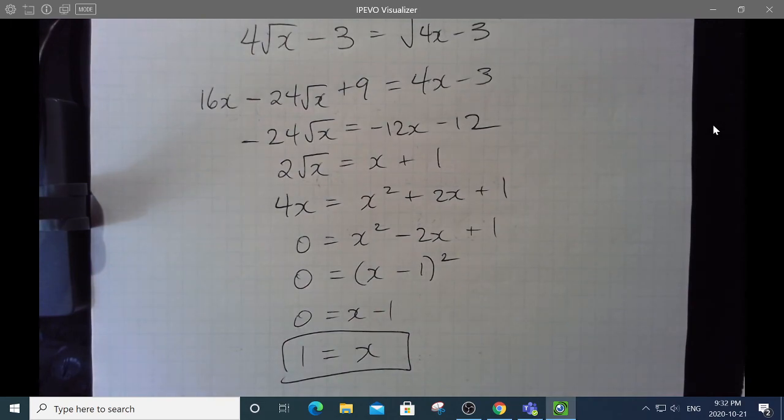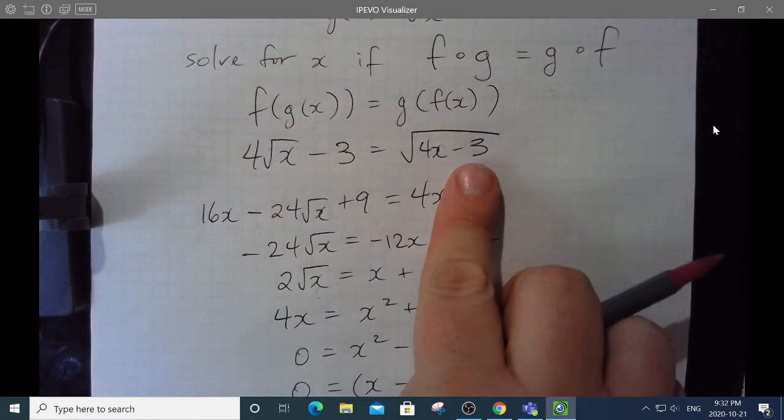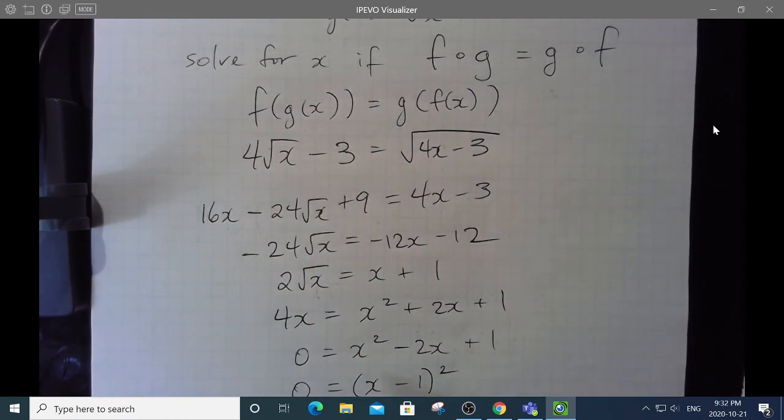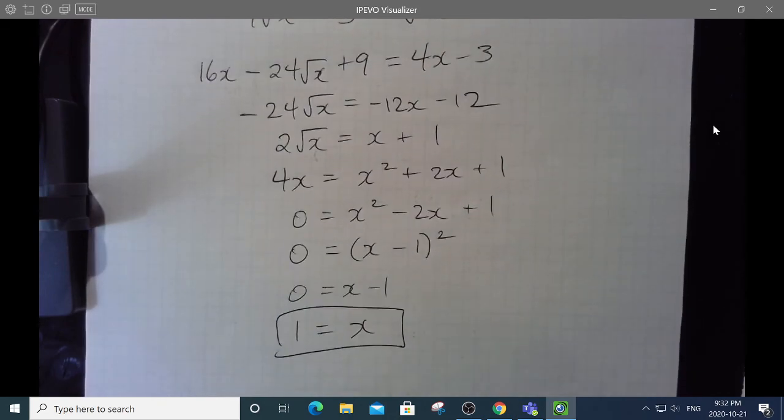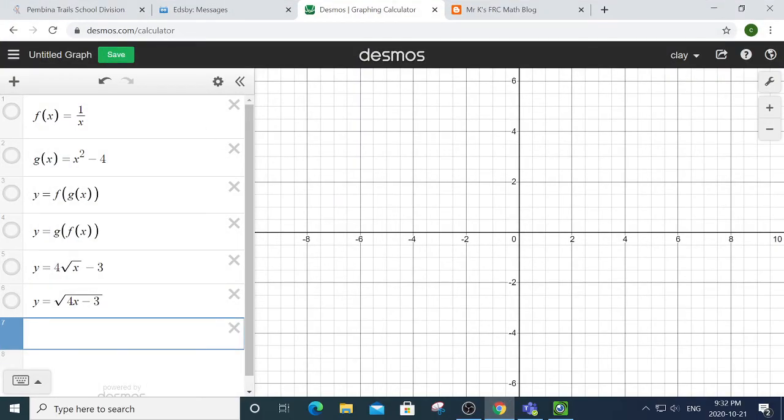Isn't that interesting? Now, we could check our answer by plugging 1 into this side and seeing if they balance, and spoiler alert, they do. But you know how else we could do it? Yep, you guessed it. At this point, you're probably asking yourself, is he ever going to make a video where he doesn't go to Desmos? No. So here we go.